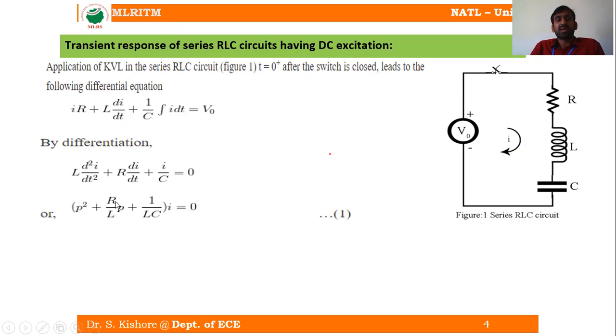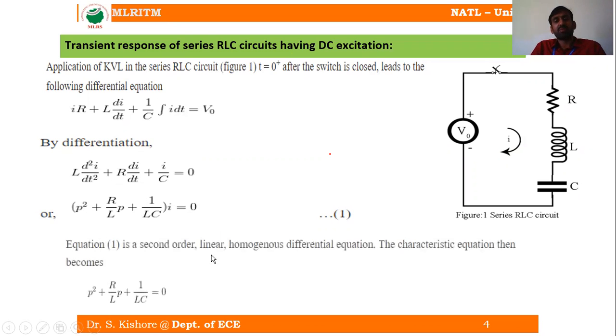Right? The characteristic equation of this equation can be written as P square plus R by L into P plus 1 by LC is equal to 0. From this we have solved the roots, from the roots we have obtained the solutions, and we have estimated the different damping conditions. What are the damping conditions? Critically damped, overdamped and underdamped. Right. So this is what about your transient analysis of series RLC circuits.